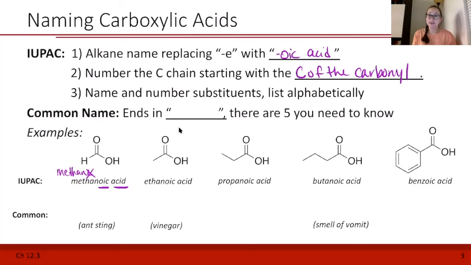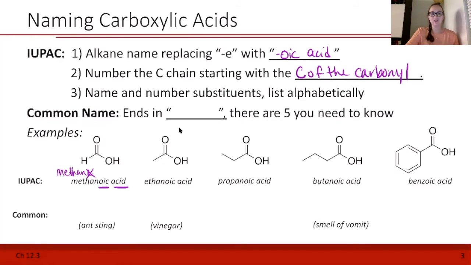And then the base name for when we're naming an aromatic ring with a carboxylic acid on it is going to be benzoic acid. So we'll do the same thing where you number, starting with number 1 where that carboxylic acid is, and then label all of your substituents and then put benzoic acid at the end.